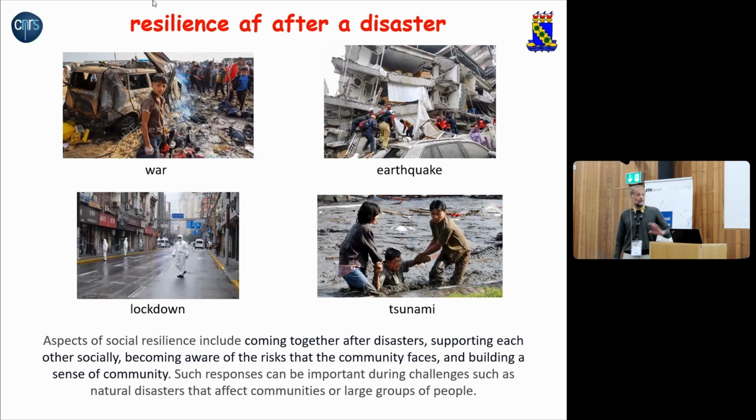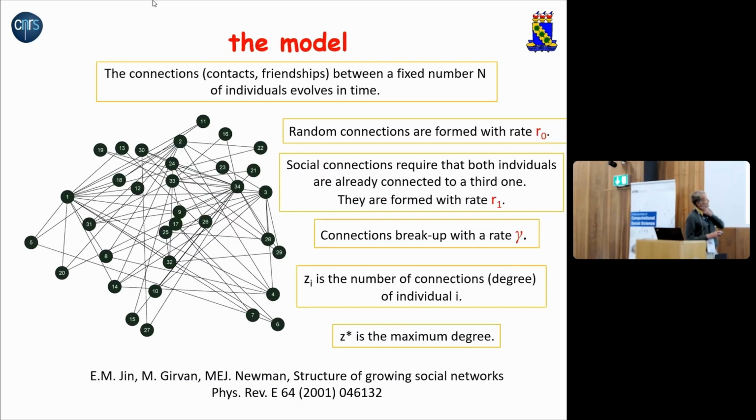In fact, the talk is about 3 papers, and it will be divided in 3 parts. The first part will be the social resilience model for one community. The second part will be the 2-community model, and the third part will be the validation of the data. So let's come to the model. The model is based on a classical model of Herrmann and Newman, a social network model.